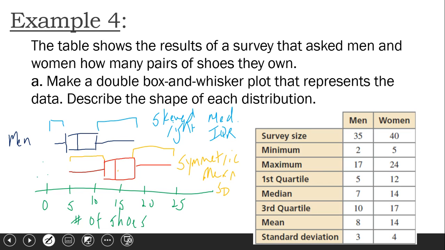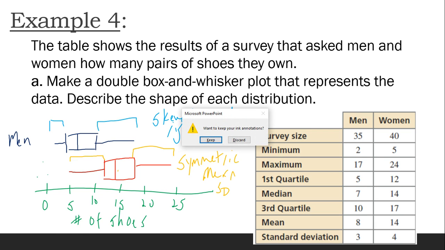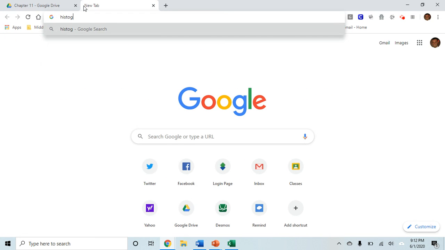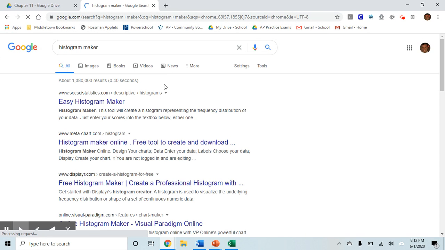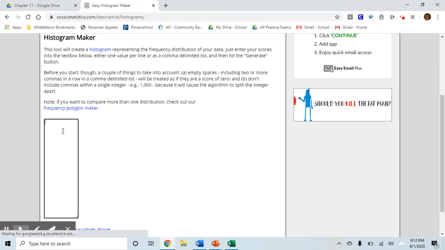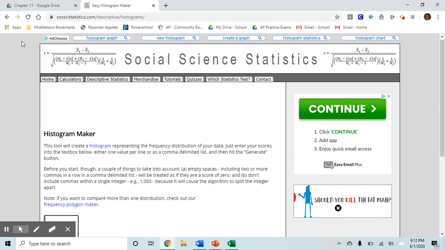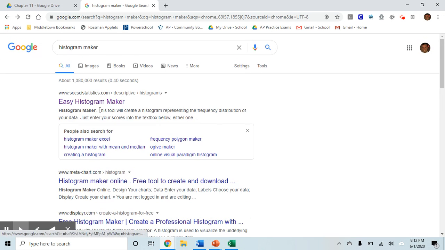I just want to show you that you can use some online tools to help you make histograms. If you just go to a histogram maker and Google that, there's plenty of tools on here that could help you to make a histogram. There's not really a good way to do it on Desmos, but you can put your data in here, and if you hit generate, it'll make that histogram for you. So that's one tool. And again, you can just go to Google and find plenty of online histogram makers that could help you in actually making a histogram.